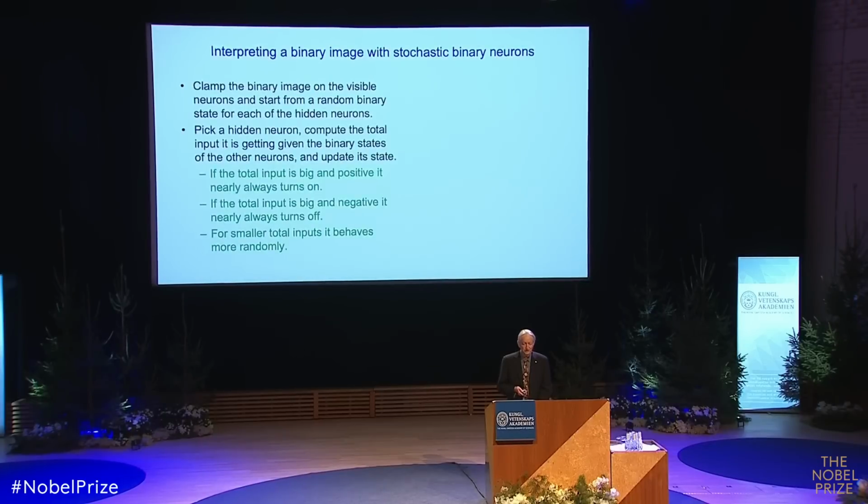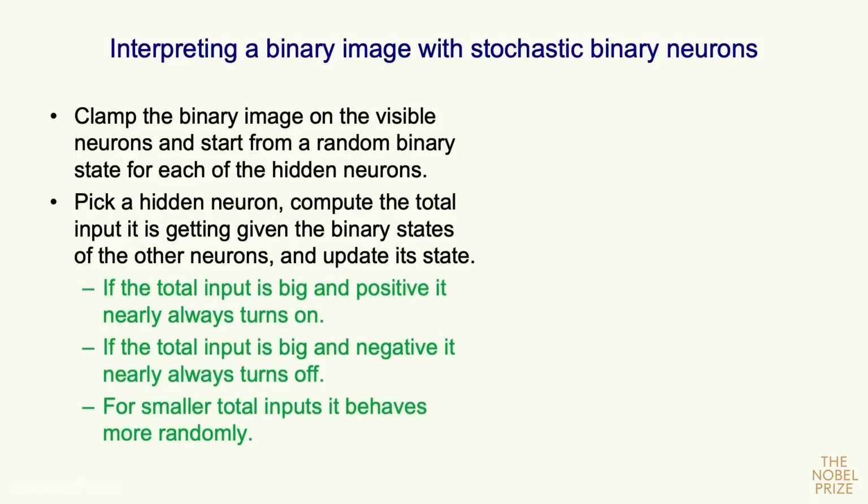And so now if we want to interpret a binary image using these hidden neurons, what we do is we clamp the binary image on the visible units.